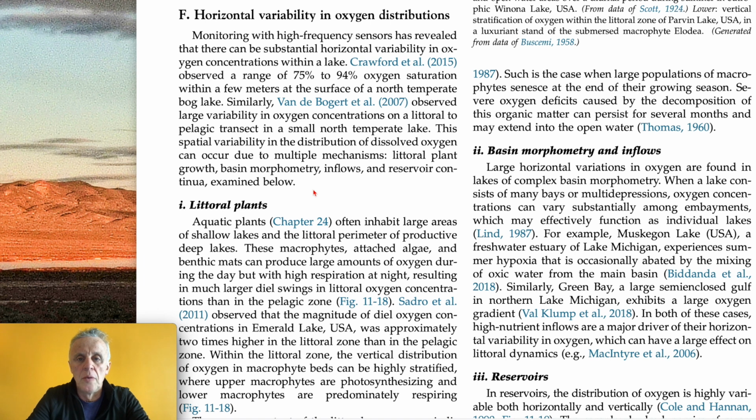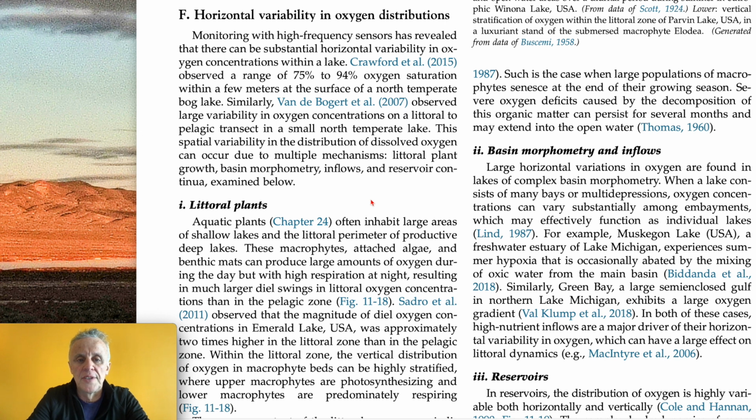Good day, everyone. We are reviewing Wetzel's Limnology textbook. This is edition number 4, and we are in chapter 11, which looks at oxygen distribution in rivers and lakes. More specifically, today we'll be looking at oxygen distribution in lakes, and we are looking at subsection F, horizontal variability in oxygen distributions. So let's get started.